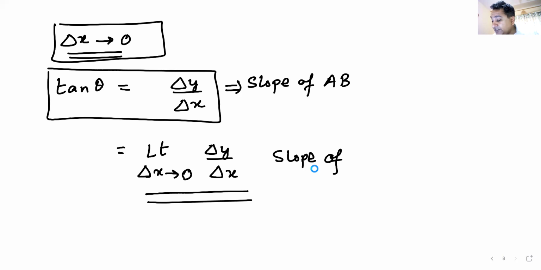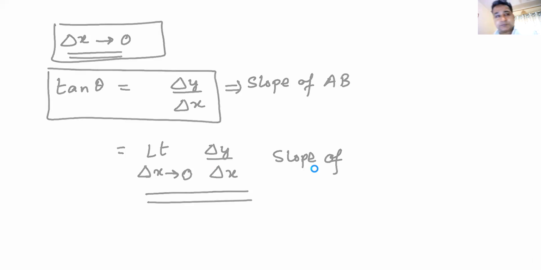Slope of tangent at this point. This will give me the slope of the tangent at this point. Yes or no? We agree on that, right? This thing will give me the slope of the tangent, right?